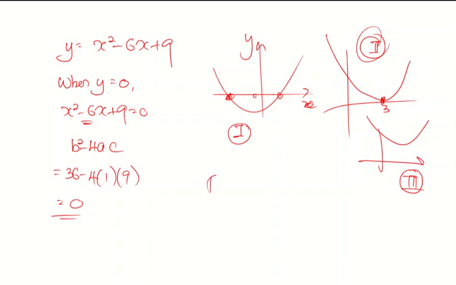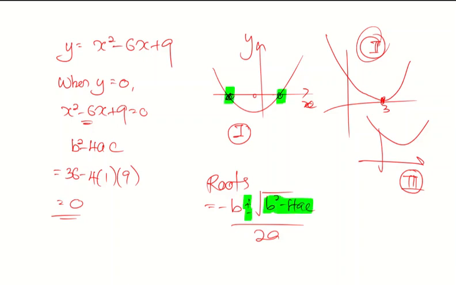How do I know? Because the roots equal negative b plus or minus the square root of b squared minus 4ac, over 2a. This is the formula. If you have two real and different roots, here you must have plus or minus something. If b squared minus 4ac gives nothing, then you have only one root, negative b over 2a. Are you okay with this?